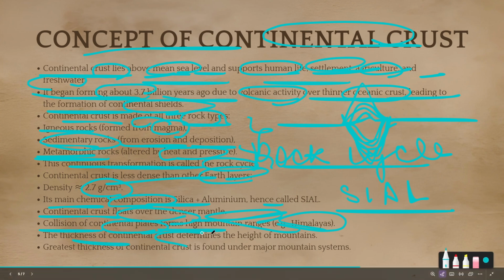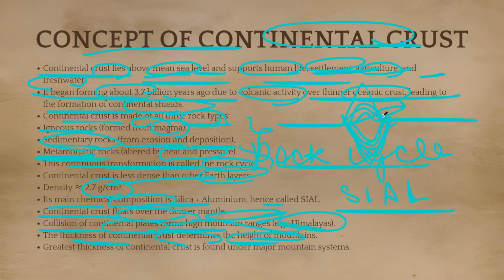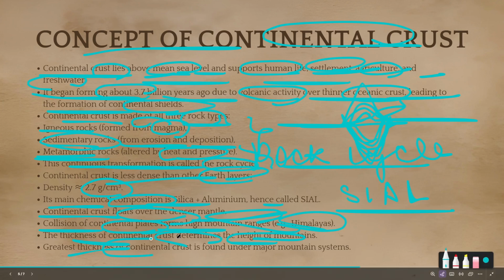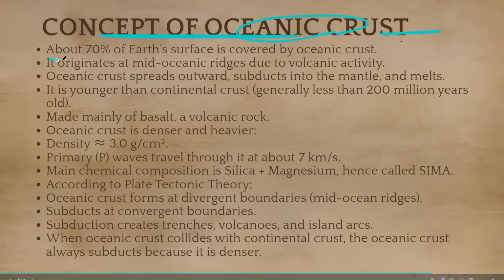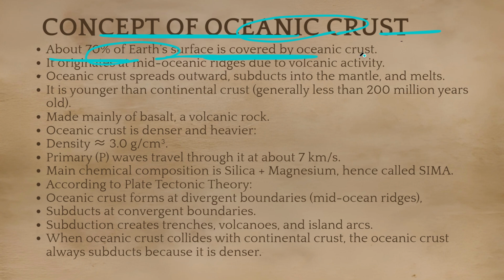The thickness of continental crust determines the height of mountains. So how high these mountains are going to form depends on the thickness of the continental crust present there. The greatest thickness of continental crust is found under the major mountain systems. Concept of the oceanic crust. About 70% of the Earth's surface is covered by oceanic crust. It originates at mid-oceanic ridges due to volcanic activity. We have just covered what mid-oceanic ridges are and how they form the oceanic crust. Oceanic crust spreads outwards, subducts into the mantle and melts.